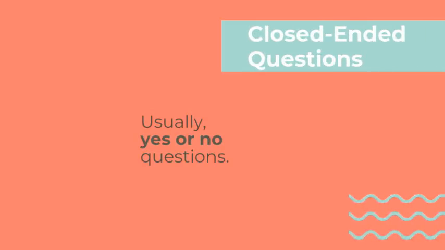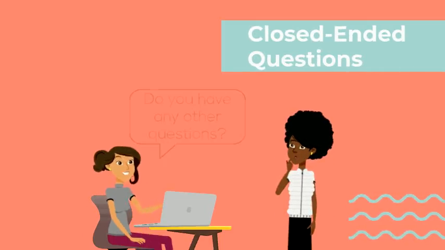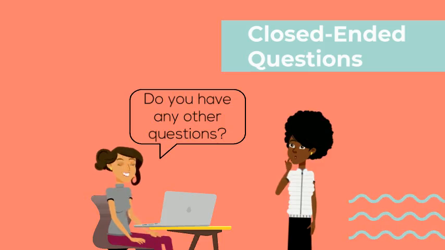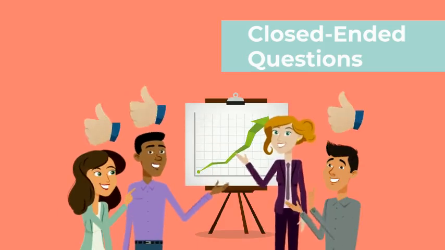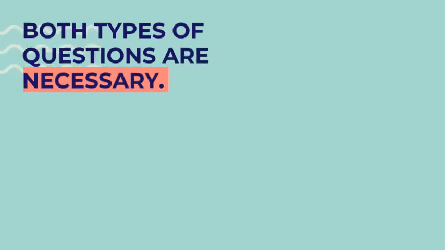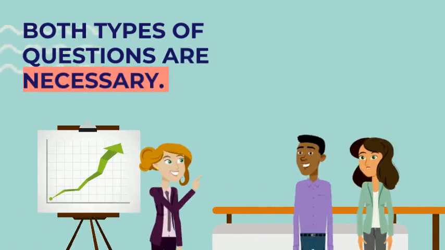Closed-ended questions can be answered in one word, usually yes or no, and are used to confirm understanding and ensure clarity. We usually ask these questions when we're ready to move on to another topic or go deeper in the conversation. These questions are great for making sure that everyone is on the same page in a group discussion. Both types of questions are necessary and add to an effective conversation that strengthens relationships.